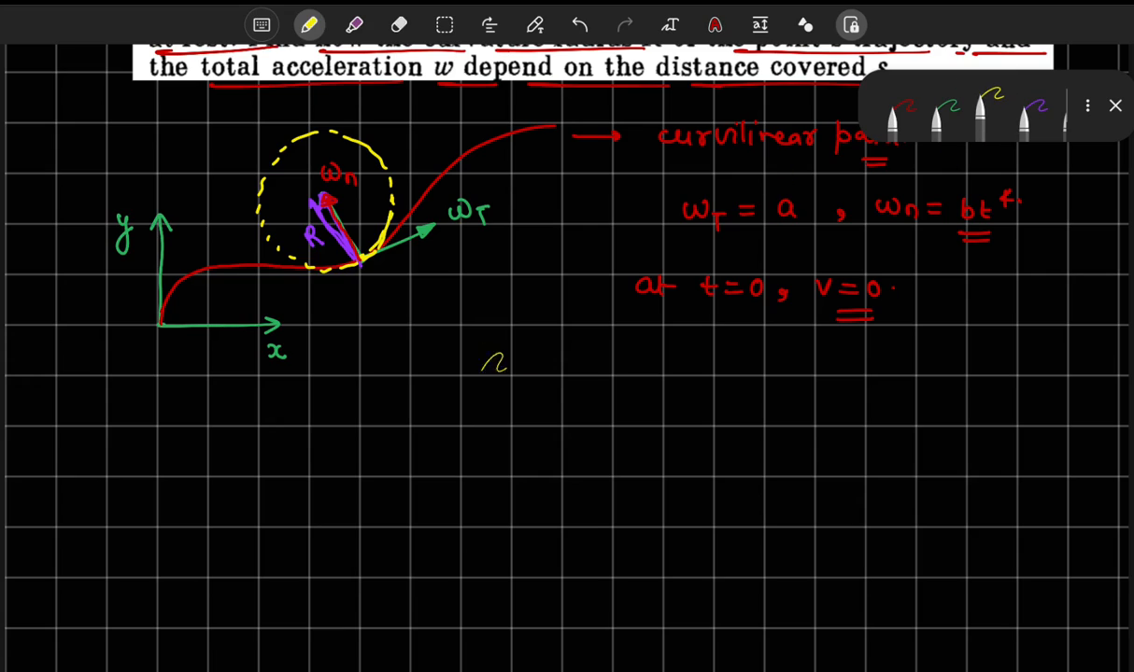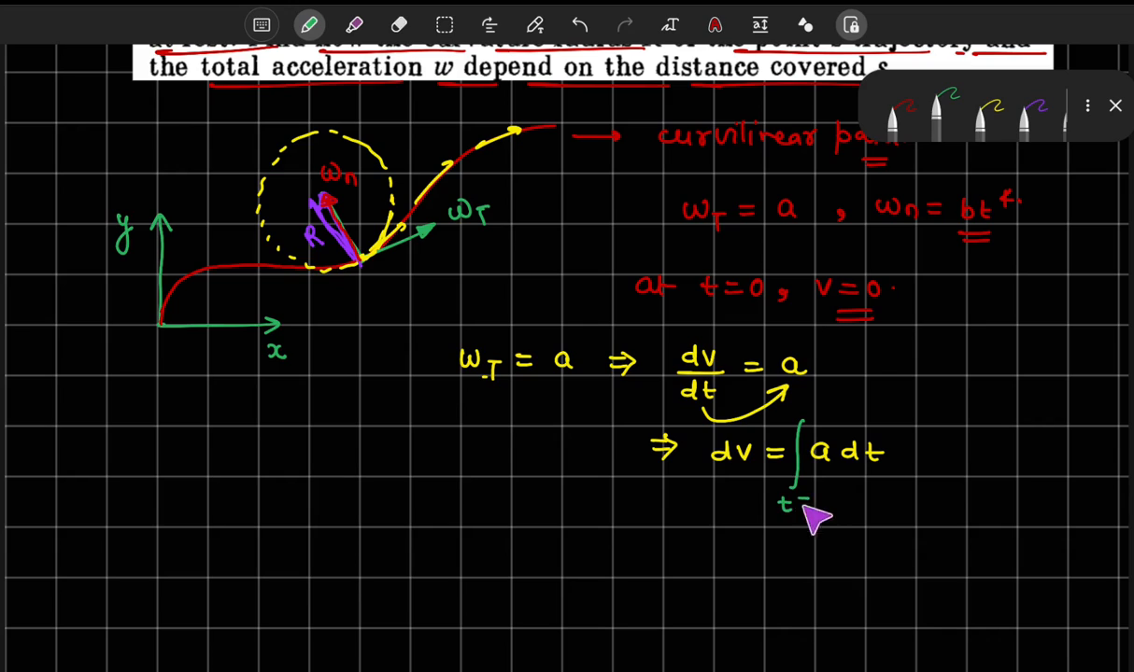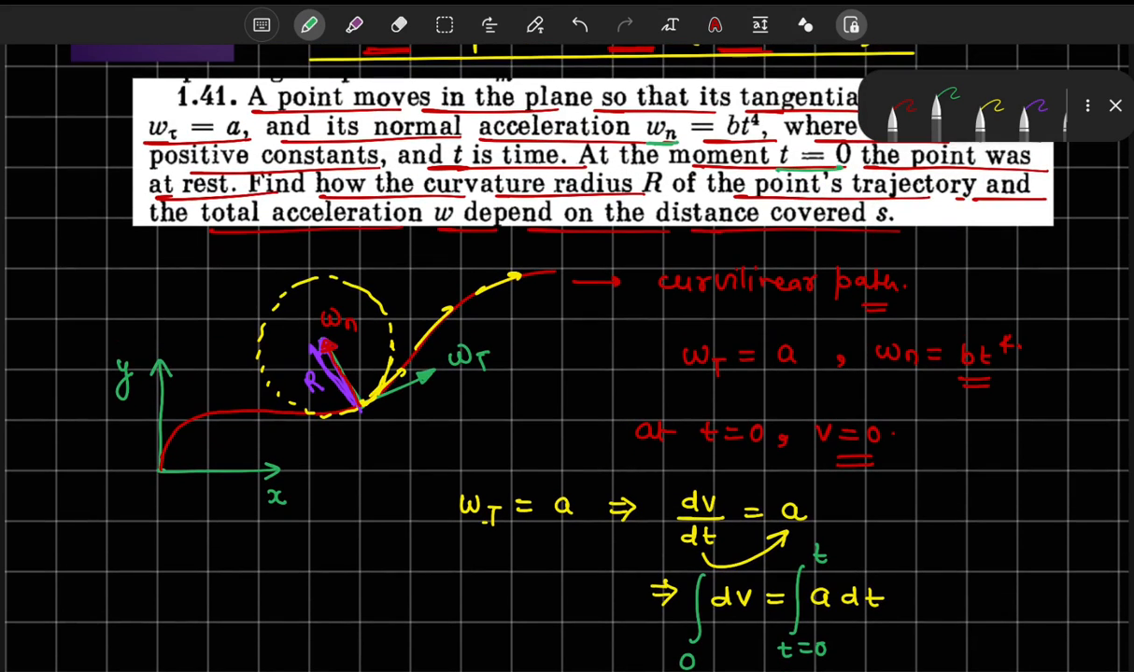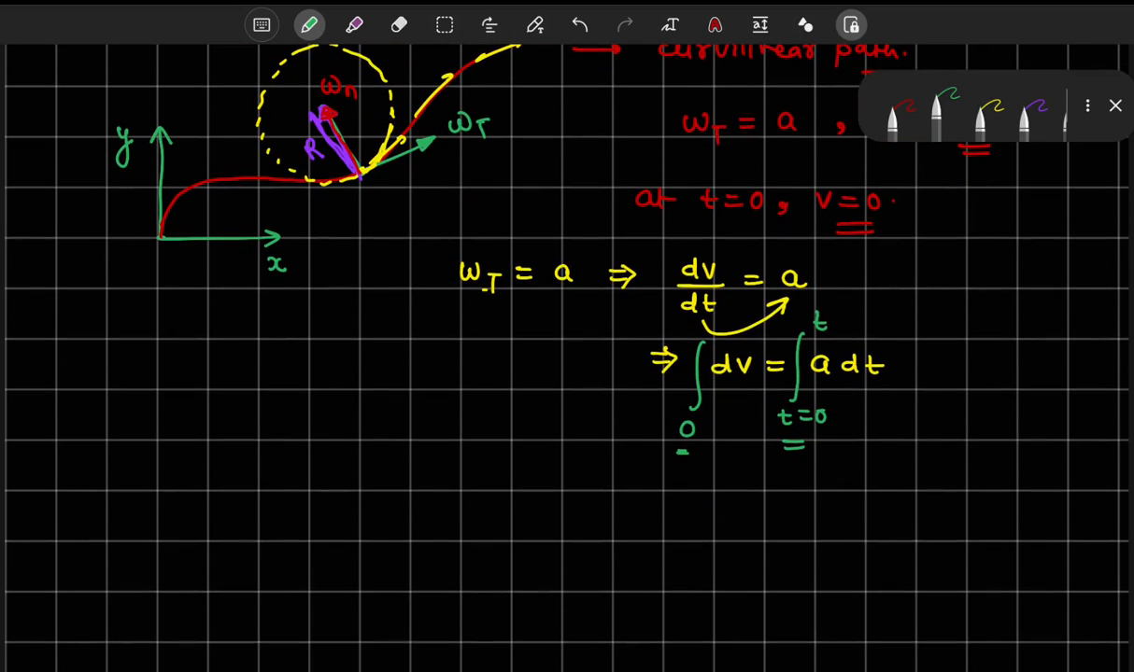So we can write Wt is equal to a. The tangential component of acceleration we can write as dv upon dt, because velocity is always in the tangential direction, and we equate it to a. Taking dt to this side, we get dv is equal to a times dt from t is equal to 0 to t. At t is equal to 0 we have 0 velocity, because the point is at rest, and at time t the velocity is, let us say, v.